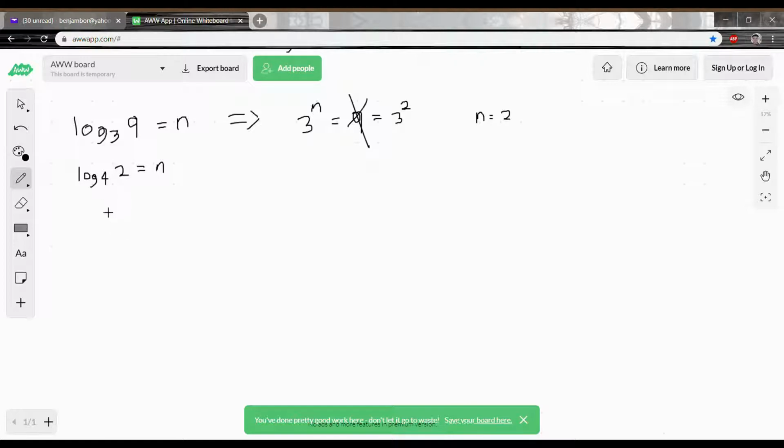We identify our base. We have a base of 4. Let's identify our exponent, that is n. We're going to set it equal to the remaining number of 2. Now, we want to work our numbers so that the bases are equivalent.